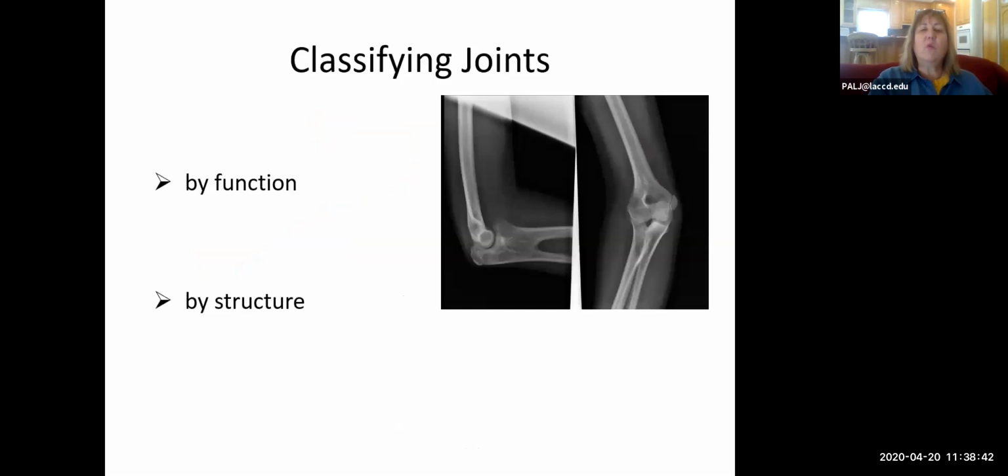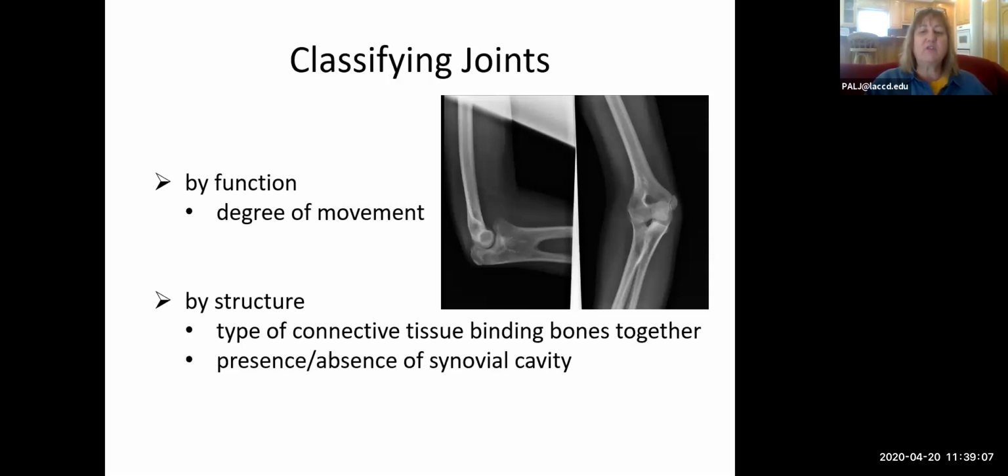All right. So when we look at joints, we're going to classify them 2 ways. We're going to classify them by function and we're going to classify them by structure. So every articulation will get a structural class and a functional class. It's both, not mutually exclusive. And functionally, we're looking at how much movement happens at that articulation. And structurally, we're looking at what is connecting those bones together, and is there a space between those 2 bones, what we will call a synovial cavity? Does that exist or not?